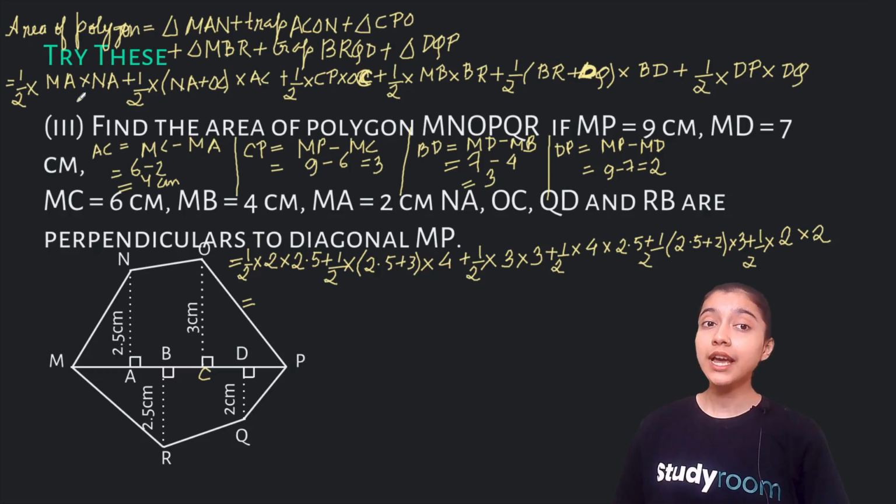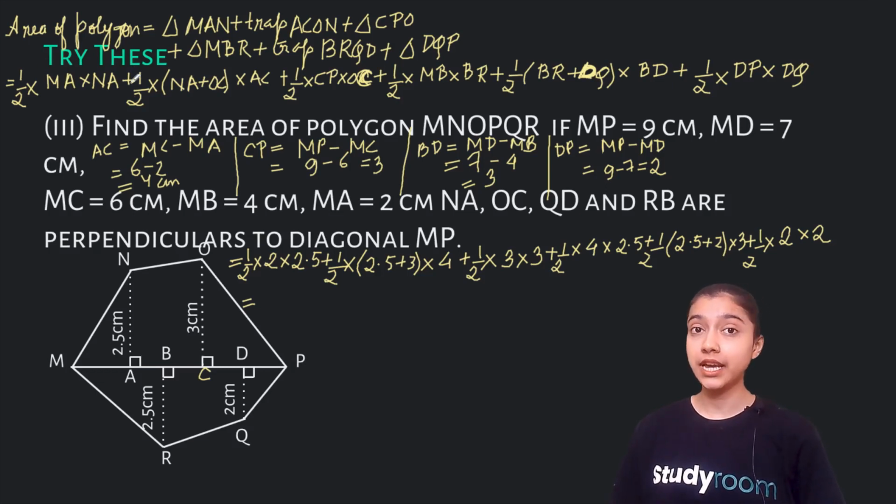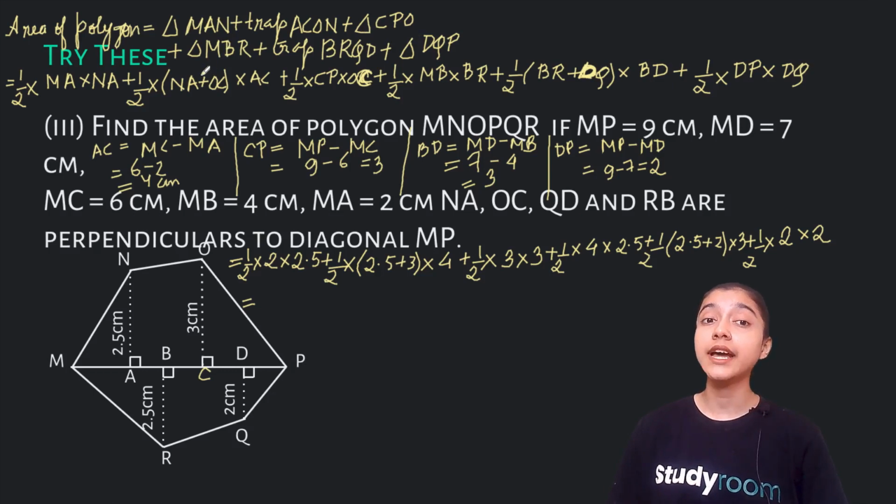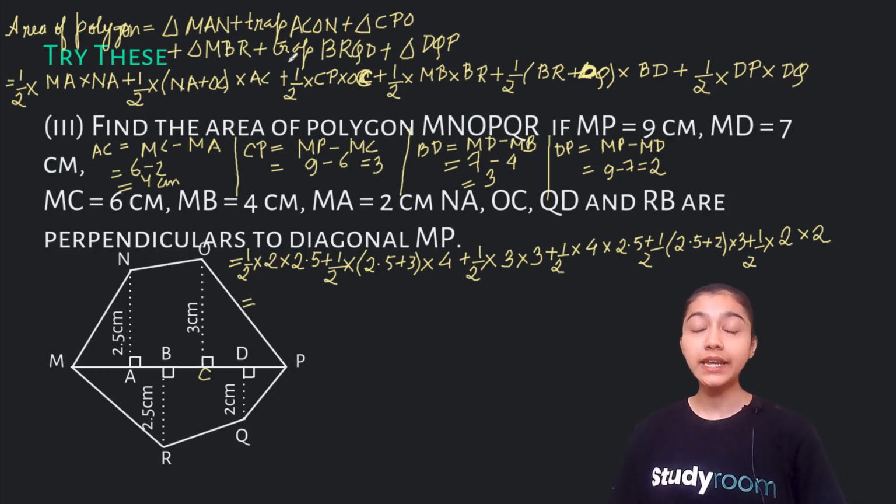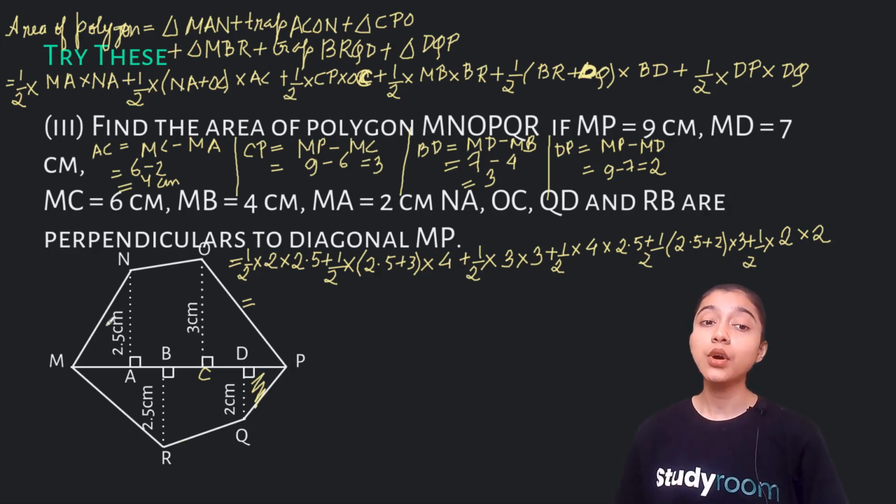So in order to calculate the area of the polygon, we have to calculate the area of this triangle MAN. Then we have to calculate the area of the trapezium ACON. Then the area of another right angle triangle, that is CPO. Then the area of another triangle, that is MBR, followed by the area of a trapezium BRQD and the area of this triangle DQP. So ultimately, when we add all of these areas, we'll get the area of the polygon, because the polygon is made up of all these areas.